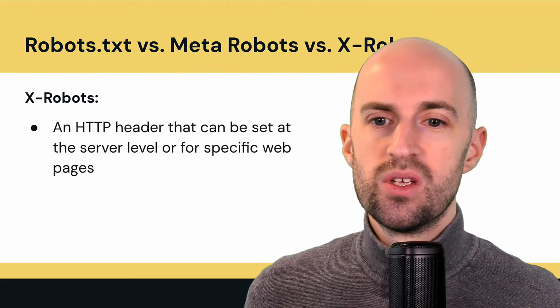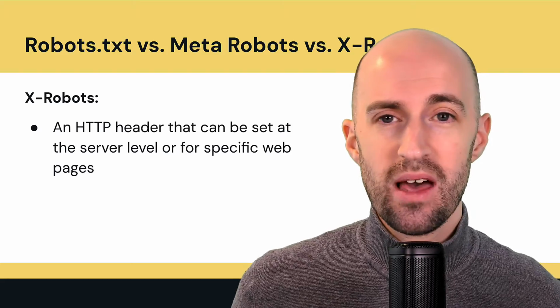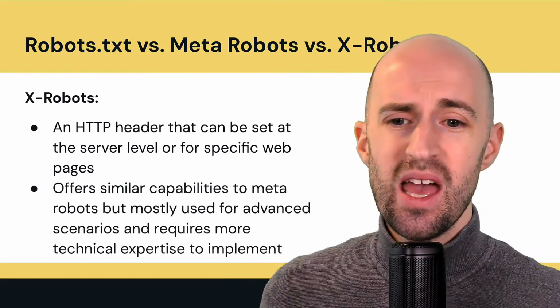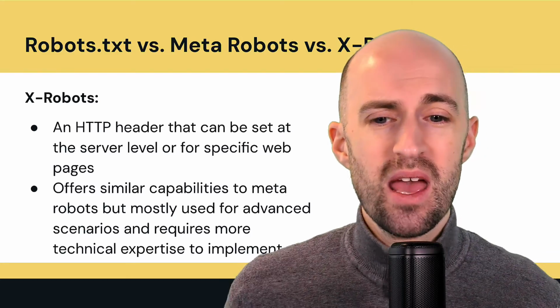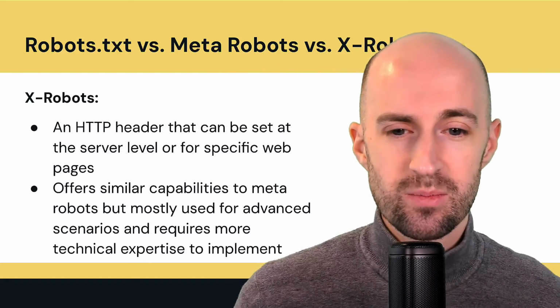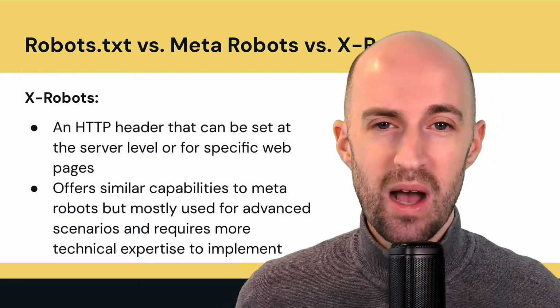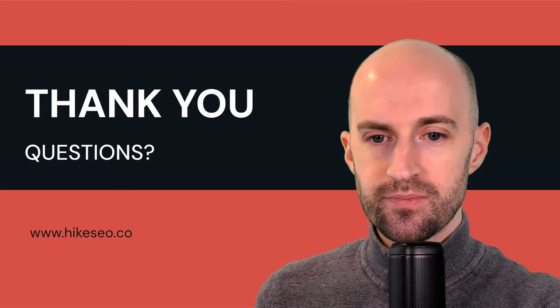X robots is an HTTP header that can be set at the server level or for specific web pages. Generally, it offers similar capabilities to meta robots, but it's mostly used for advanced scenarios and requires a lot more technical expertise to implement. So don't worry about that. Just focus on the meta robots and the robots.txt.